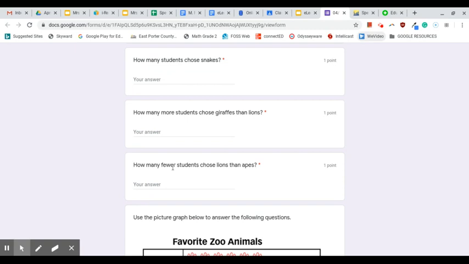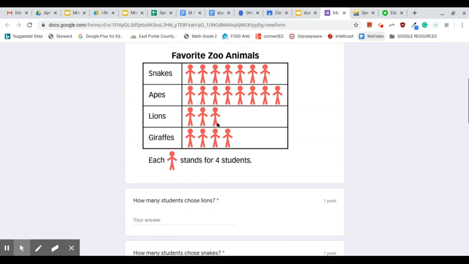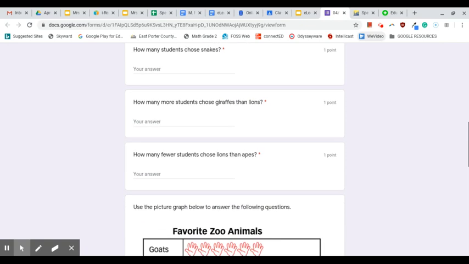Number 4, how many fewer students chose lions than apes? Okay, again, you can find the answer for lions, you can find the answer for apes, and then you can subtract them. Or let's look up here at lions and apes. Here's lions and here's apes. So if I drew a line right here to divide which ones are the same, I can see that all 5 of these is how much difference, right? So I can just count these 5 times 4 to give me that answer.